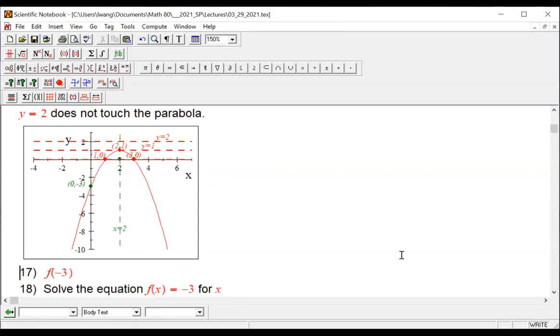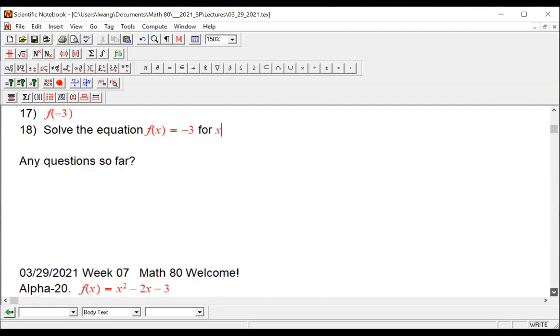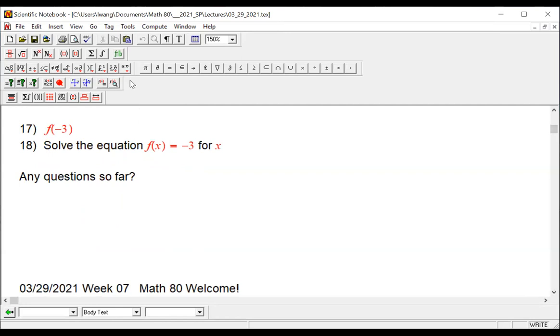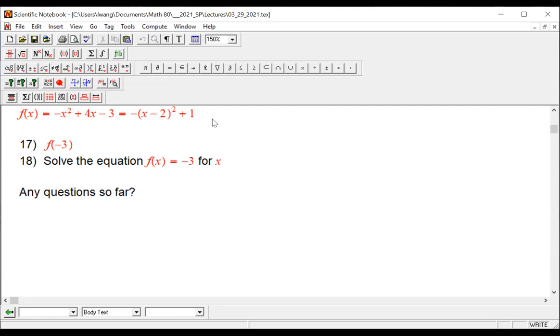Now, 1718. For 1718, we need to be a little bit careful algebraically when you operate this. Our function is negative x squared plus 4x minus 3, and it has a form with a perfect square in it. When we plug in, we can plug in anyone we want, but we must be careful.